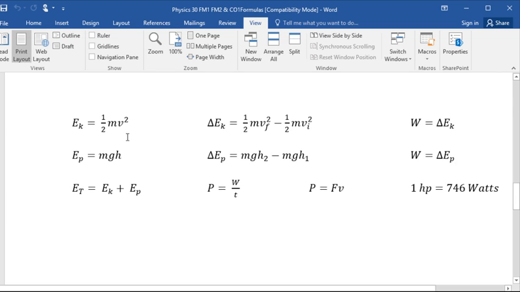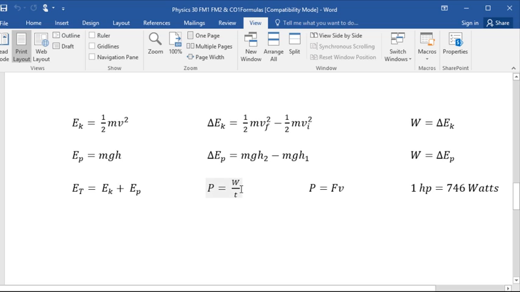And then we have our kinetic energy formula, gravitational potential energy formula. The change is going to be final minus initial for velocity if we're talking about kinetic energy, and then final minus initial height if we're talking about gravitational potential energy. And of course the work done is equal to the change in energy, whether it's kinetic, or whether it's potential. And then these two can combine to give total mechanical energy, which is a combination of the two.